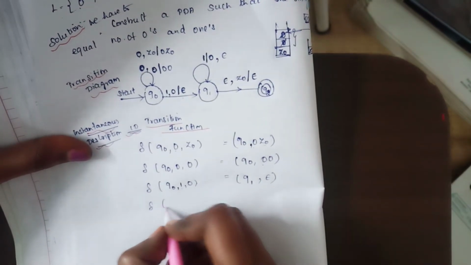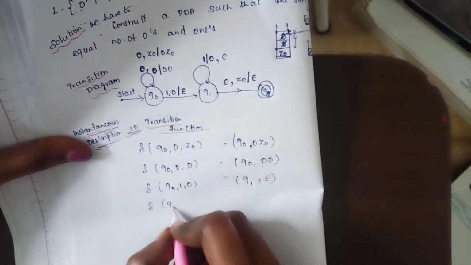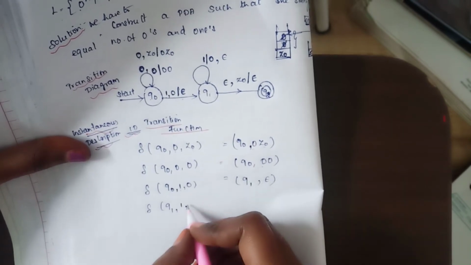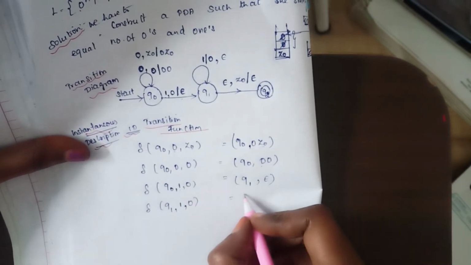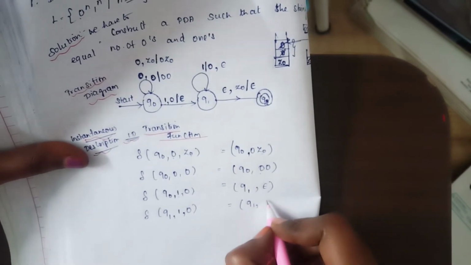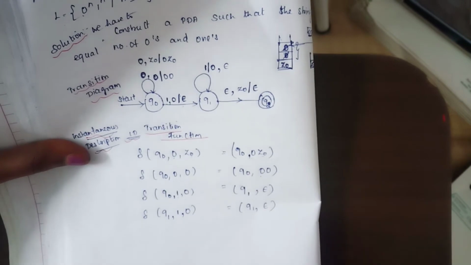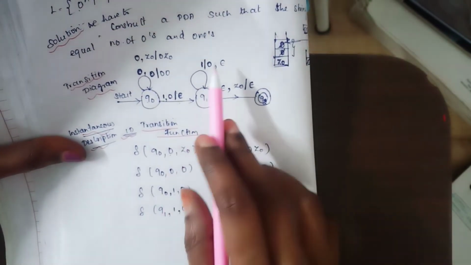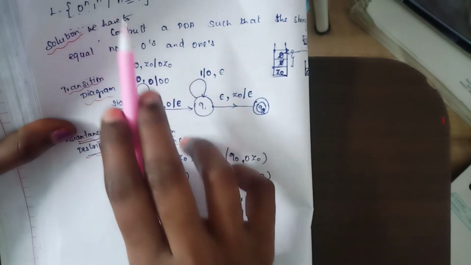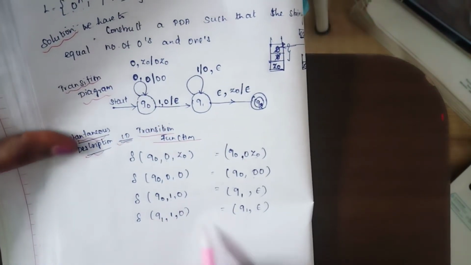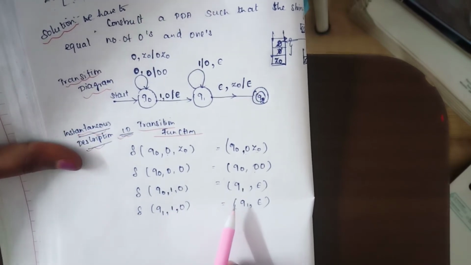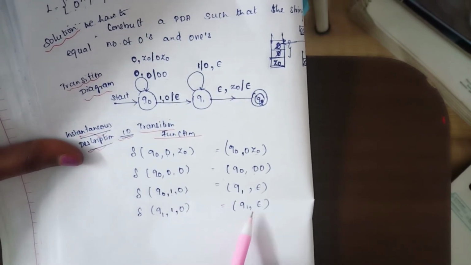After that we will have, again on q1, if you see an input symbol 1 and the top of the stack is 0, you will get the same state q1, and also you will have epsilon, right? So if there are an equal number of zeros and ones, whenever you have this scenario, it always goes on popping, and it stays in the same state, which is known as q1.